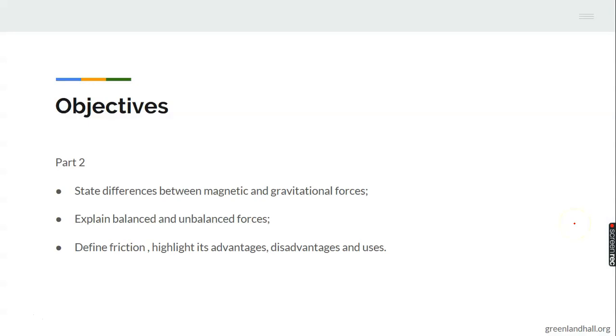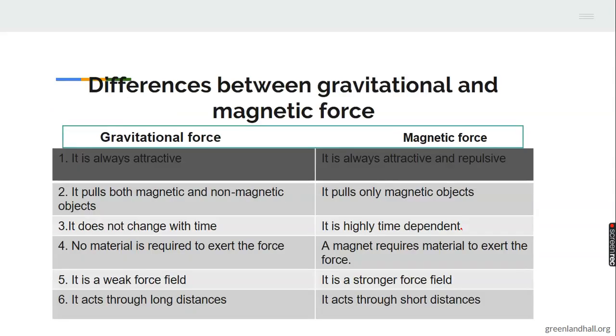Enjoy your class. So for today, we're going to talk about the objectives. Those are the things you ought to know at the end of this class. You must be able to state the differences between magnetic and gravitational force. Then you must be able to explain balanced force as well as unbalanced force. And you must be able to define friction. You must be able to list or highlight all its advantages, disadvantages, and uses. Okay, so let's get started.